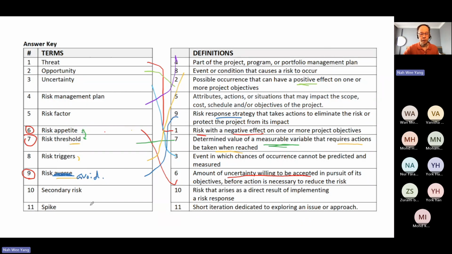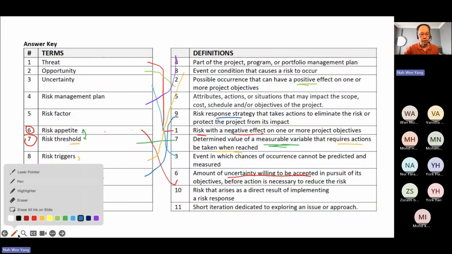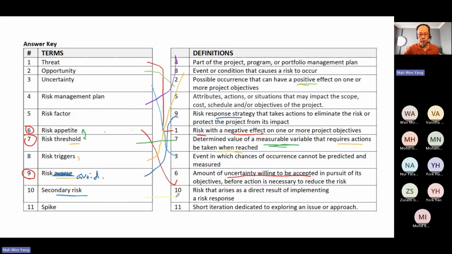That's called risk averse. And secondary risk, you know, there is a helicopter crash, right? So this is a risk that arises when you implement a response. And then spike, a term that we use in agile, is a short iteration to explore the issue. Normally, we will maybe introduce it before the release, to cover things like troubleshooting, cover for risk, and so on. So these are the key definitions.